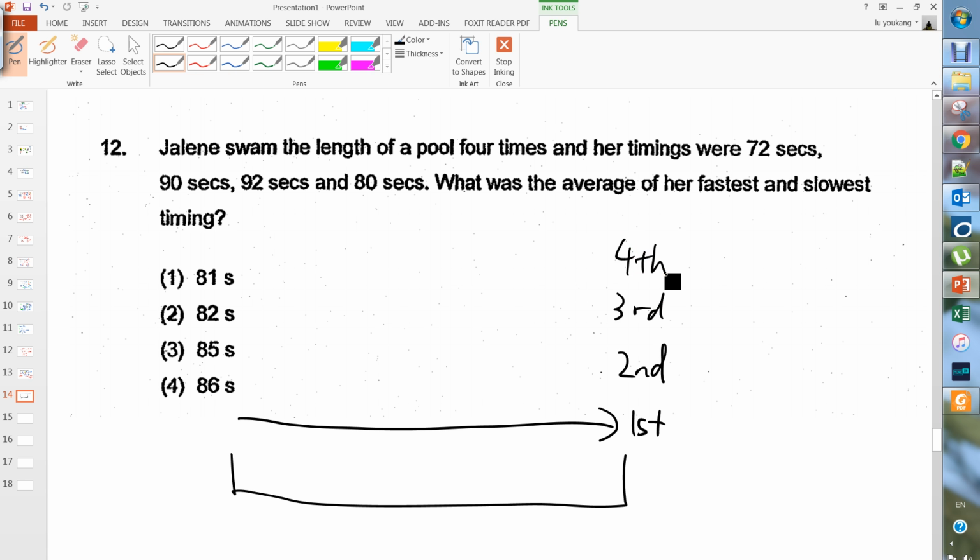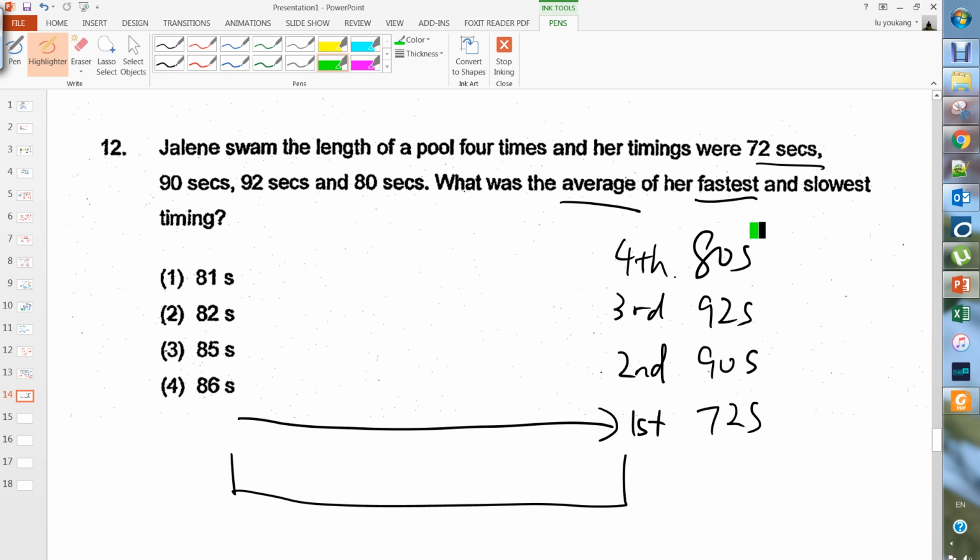Okay. So the first time the timing is 72 seconds, right? Second time? Third time? 92. Fourth time? 80. What's the average of her fastest? Which one is the fastest among here? 72. Then which one is the slowest? 92. Okay, so what is the average?